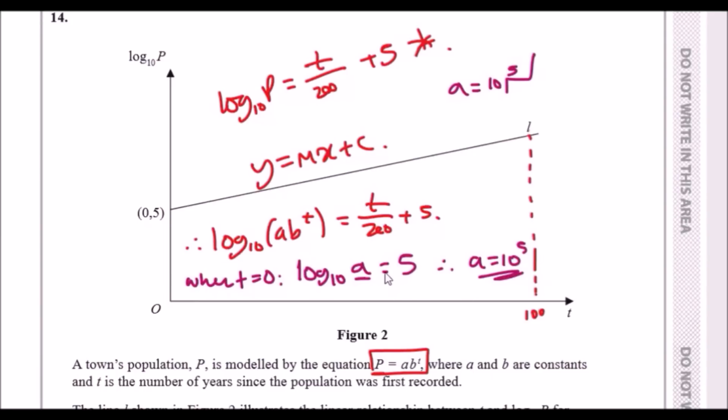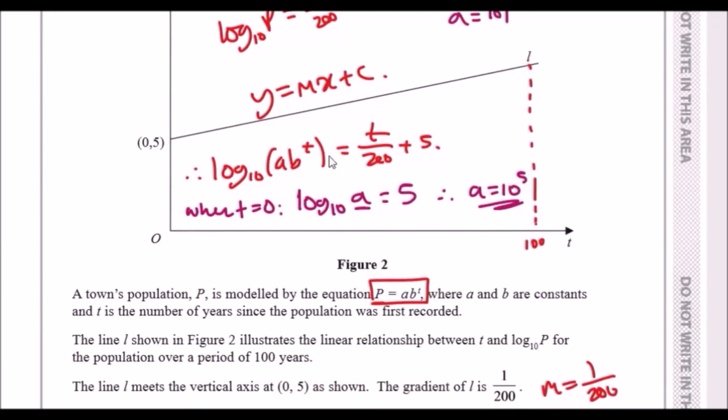Now that we've got that, we can also find the value of B. What I would do for this one is just pick something easy. I'll say let t be 1 or something, because it's linear and you can pick anything on this line. So when t equals 1, what do we get? We get log 10, and now we know the value A is 10 to the power 5, and t is 1, so we're left with just B. So log 10 of 10 to the power 5 times B equals 1 over 200 plus 5.